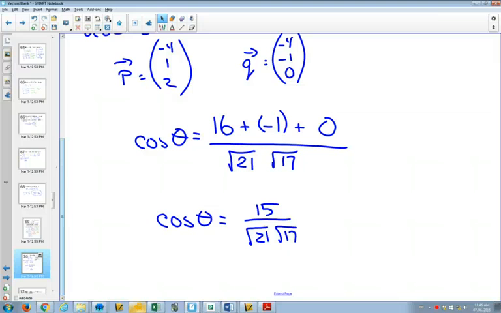Cos inverse, and you get theta equals 37.45 degrees. Couple of things. Since cos was positive right here, since the dot product was positive, we knew that we were going to get an angle that was between 0 and 90 degrees. That was one of the things that we noticed from the dot product.